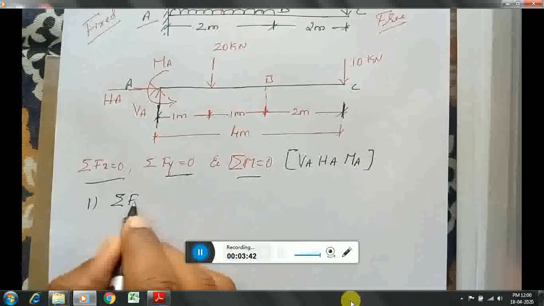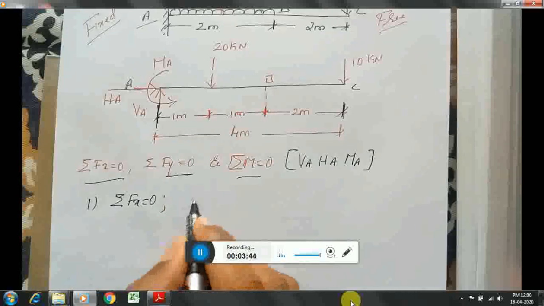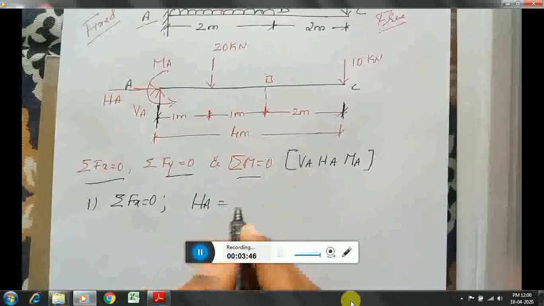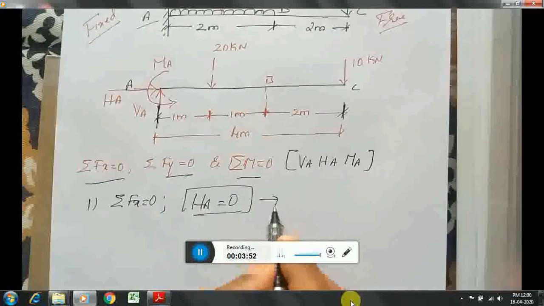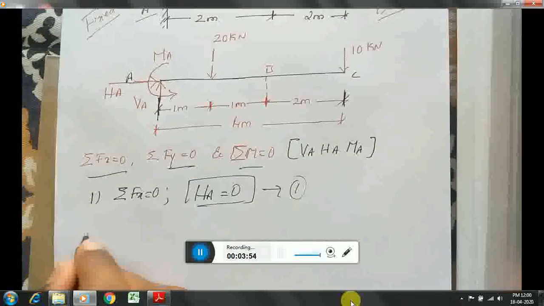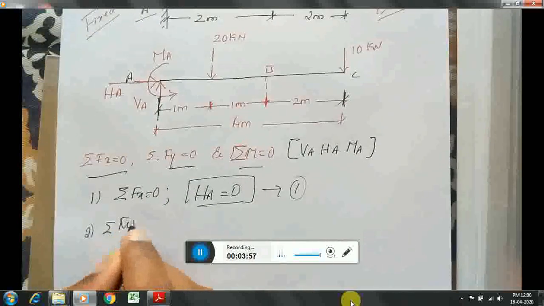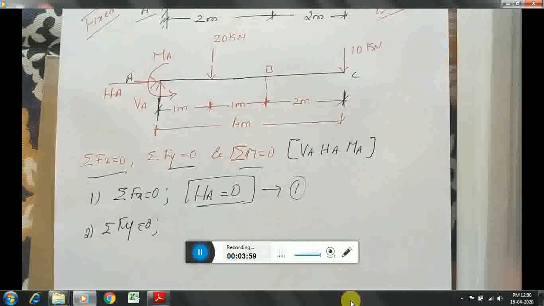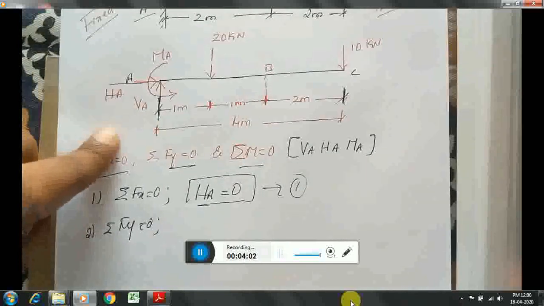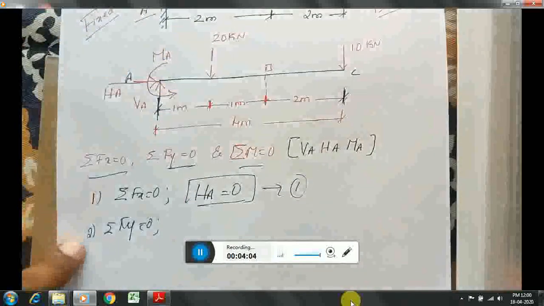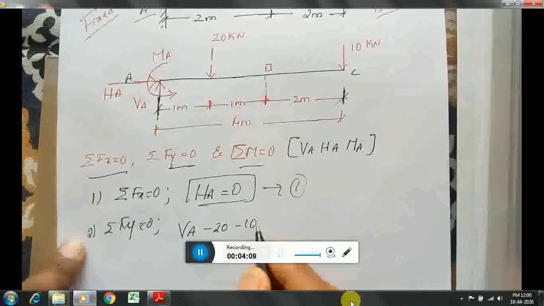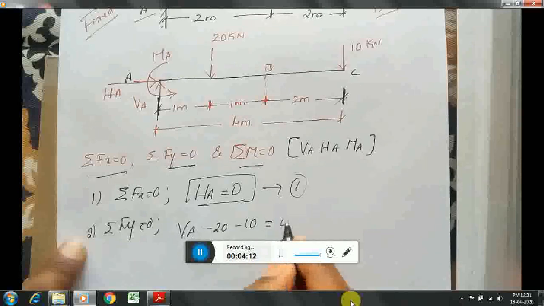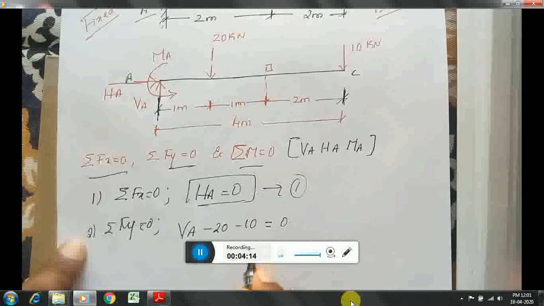The first condition I will apply: summation Fx is equal to 0. What are all the forces acting in the horizontal direction? HA is the only force, and there is no other force in the horizontal direction, so I will write HA is equal to 0. The first unknown is found. Second condition, summation Fy is equal to 0. Vertical forces, VA upward positive: VA - 20 - 10 = 0. Therefore VA comes to 30 kilonewton. The second unknown is found.